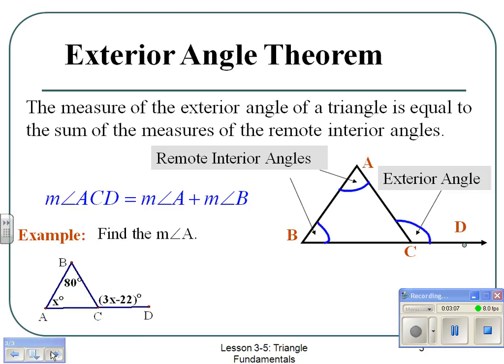It says find the measure of angle A. So that means that these two angles at x and 80 are the remote interiors because they don't touch the angle on the outside, and they should add up to the angle on the outside. So that makes our equation 3x minus 22 for the exterior angle is equal to the two interiors, x plus 80. Now you should stop the video and solve for x so that you can find the measure of angle A.